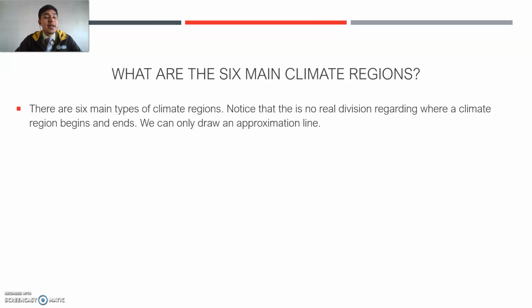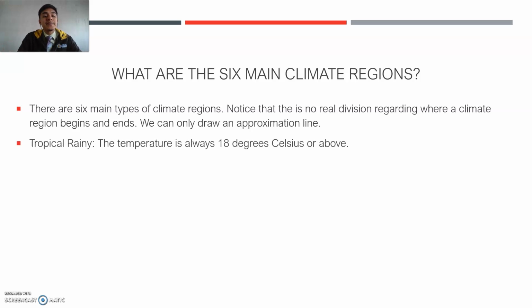Remember that today you will need to identify several climate regions around the globe. But this is just an approximation because if you actually get to go to those places, there is no real line in between one climate region and another. It's just an approximation so we humans can have an idea of what we could find in those regions. So we start with tropical rainy.